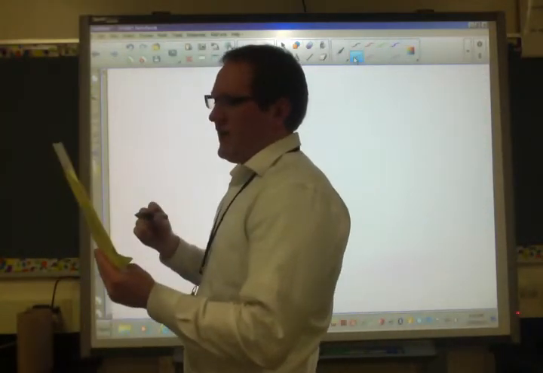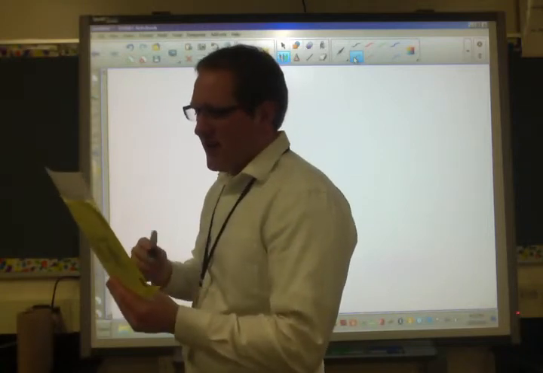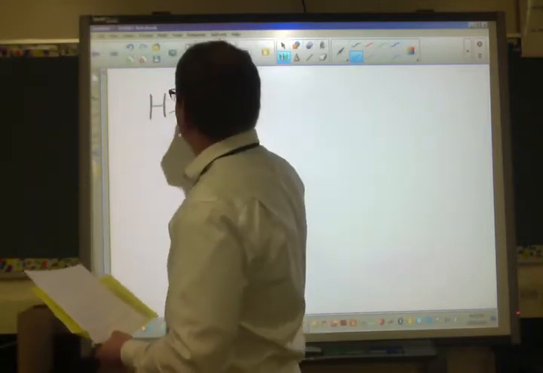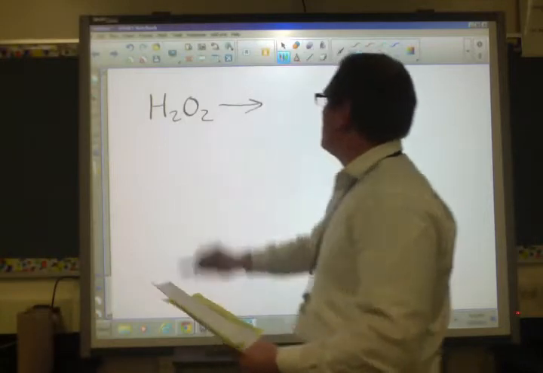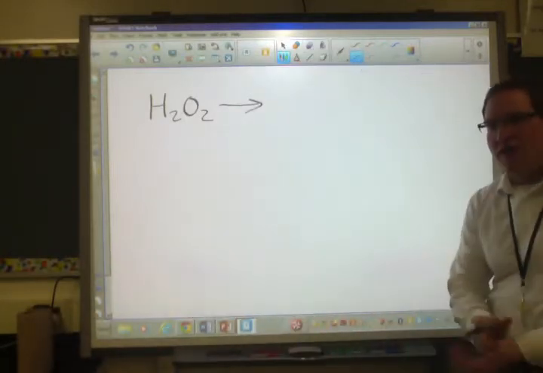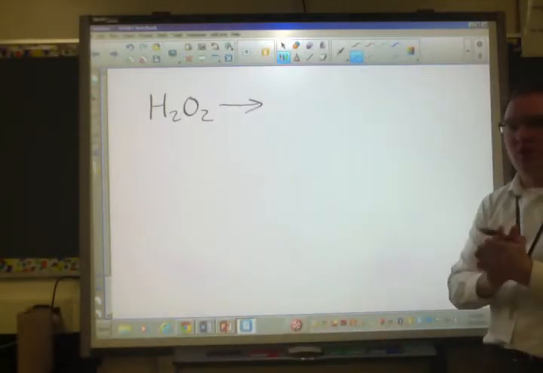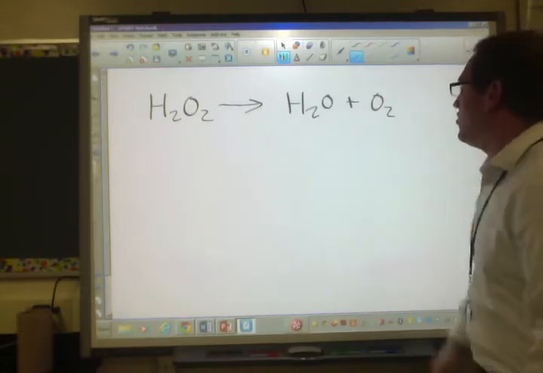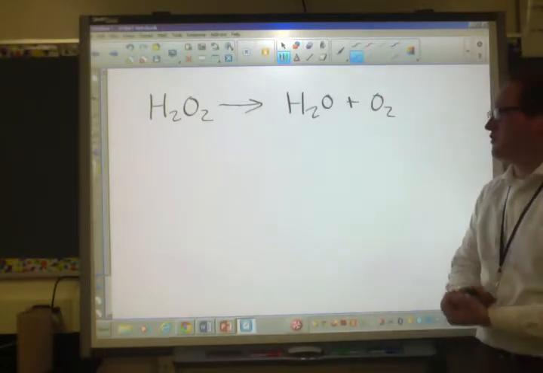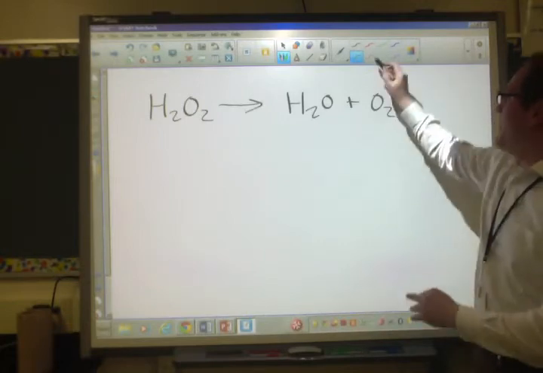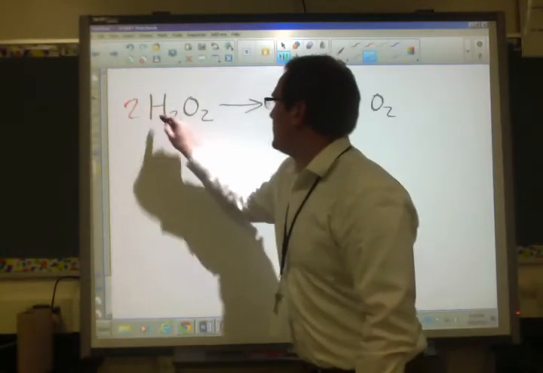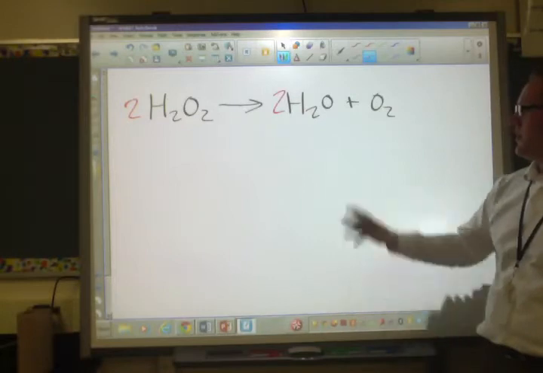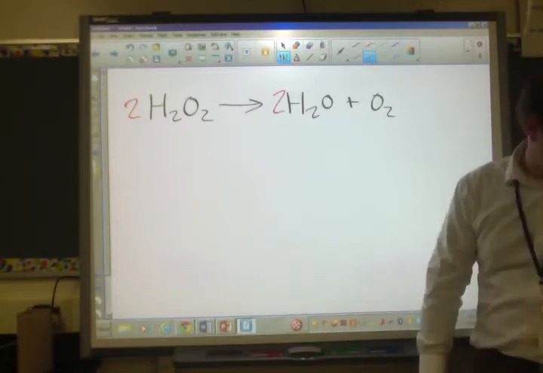Number 3. Hydrogen peroxide, aka dihydrogen dioxide, decomposes. H2O2. This one was straight out of the PowerPoint notes. When this decomposes, it splits into H2O plus O2. Just something you have to remember. And we need to balance it out by putting a 2 here and a 2 there, and we're good.